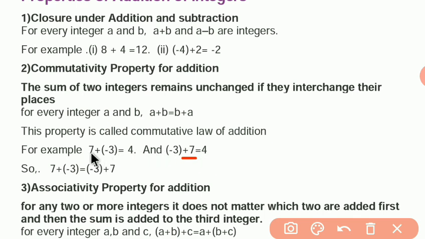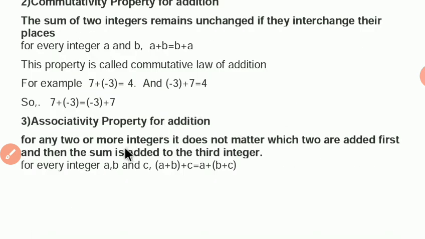So you can see if we add 7 plus minus 3, we get the answer 4. Same here, minus 3 plus 7, we get the answer 4. So in both cases the answers are equal. So you can say that 7 plus minus 3 is equal to minus 3 plus 7, or a plus b is equal to b plus a. So this property is known as commutative property. The sum of two integers remains unchanged if they interchange their places. If we interchange the places of any two integers, the answer will be equal or same.